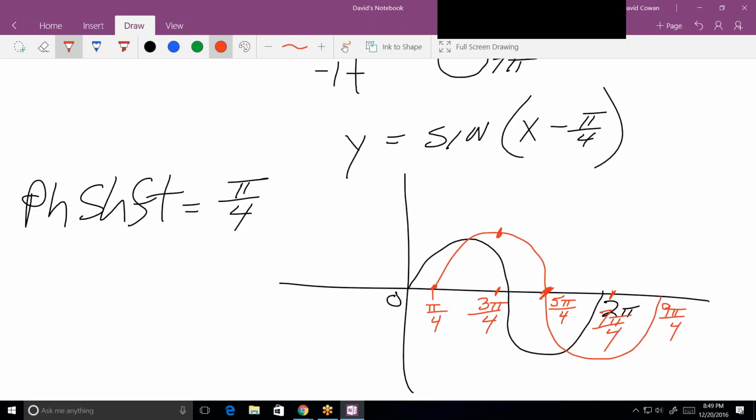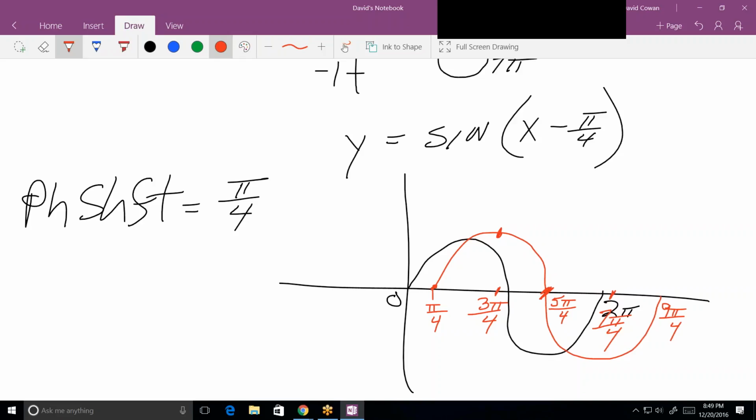But if you notice, the difference between pi over 4 and 9 pi over 4 is 2 pi. So the period of my red curve is still 2 pi. But it's been phase shifted from the black curve. It's exactly the same shape. It does not change the range, domain, or anything like that. Doesn't change the period. It just starts it in a different place on the x-axis. And that's what phase shift does.